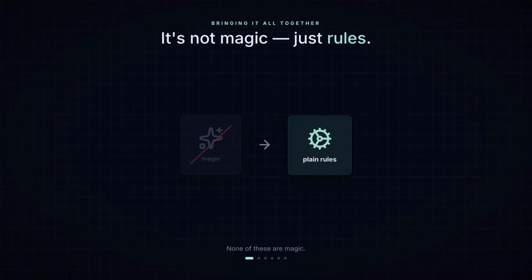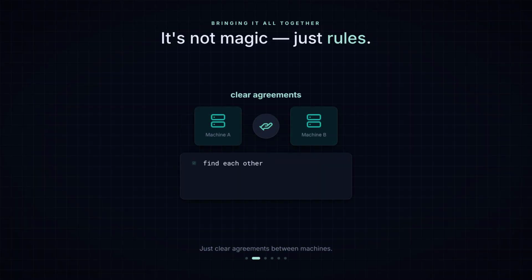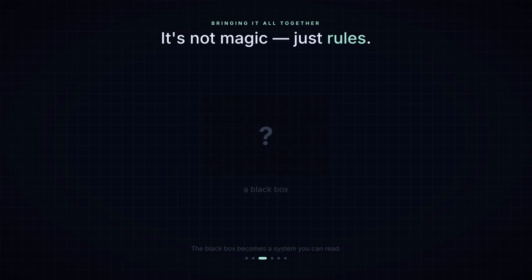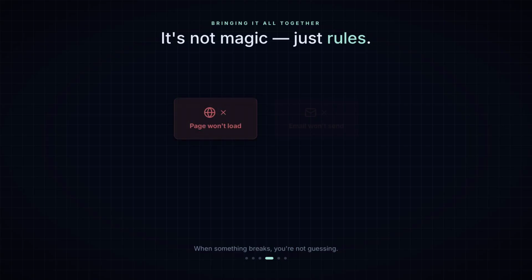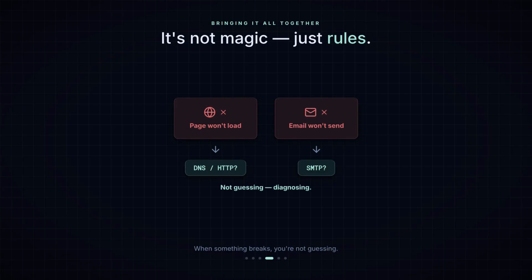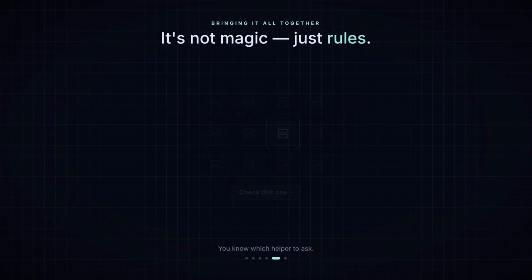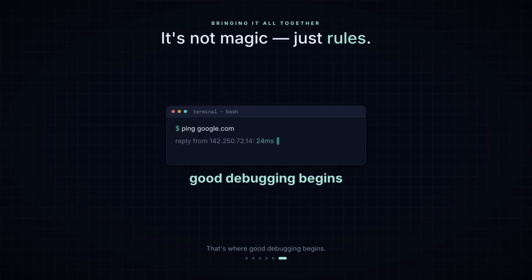None of these are magic. They're just clear agreements. Rules for how machines find each other, hand off data, and trust what arrives. Once you can name them, the internet stops being a black box and starts looking like a system you can actually reason about. So next time something breaks, a page won't load, an email won't send, you won't be guessing. You'll know which helper to go ask. And honestly, that's where good debugging begins.